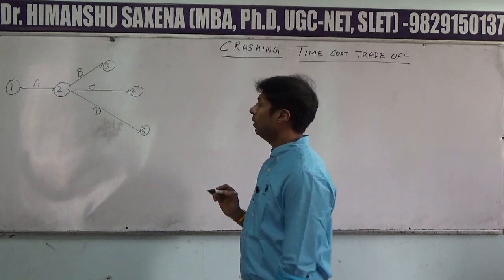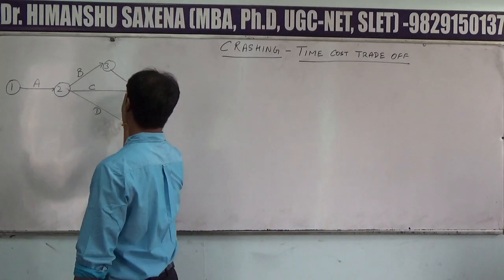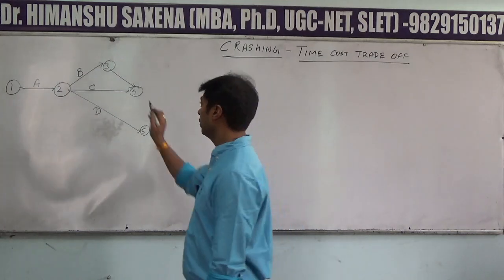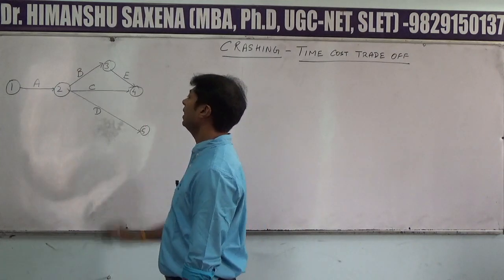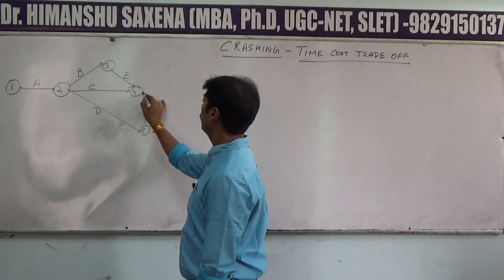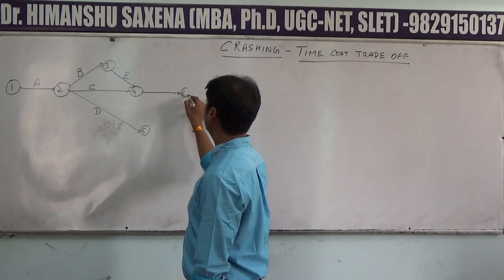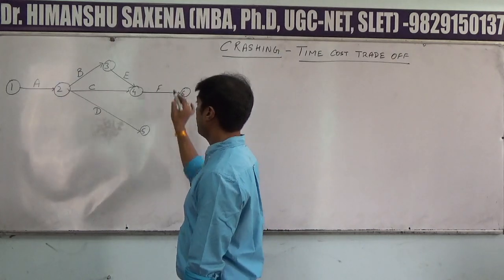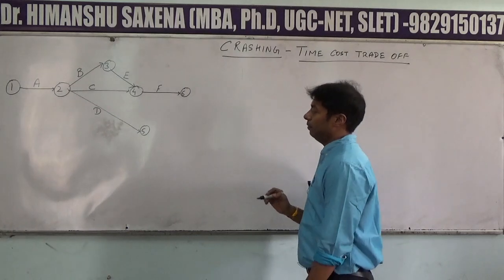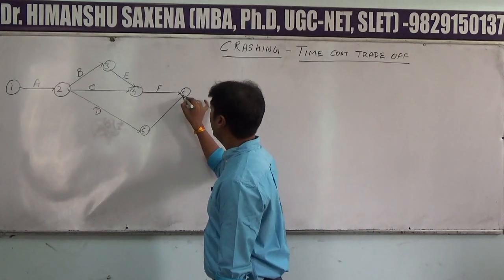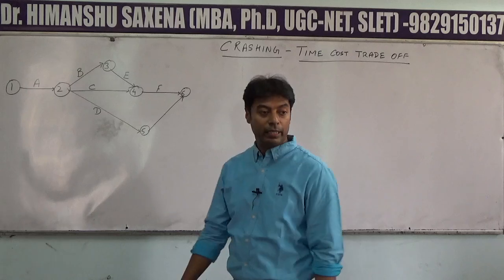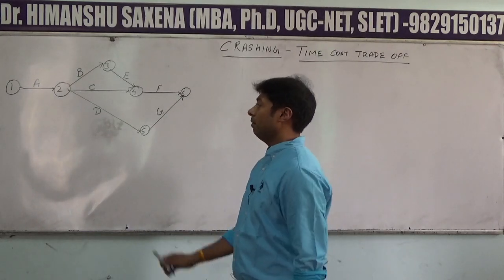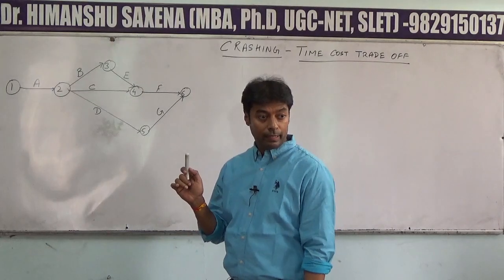Next 3 to 4. So 3 will be connected with 4, and this is activity E. Next 4 to 6. So now 4 will be connected with 6, and this is activity F. Next 5 to 6. This 5 will be connected with event number 6, and this will be activity G. Right? Anything else? No, sir.